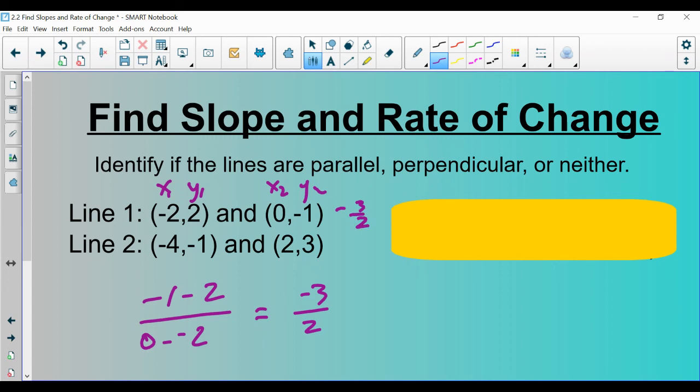And then I'm going to do the same thing with line 2. 3 minus -1 over 2 minus -4. That is 4 over 6. They might not look the same right now, but keep in mind you have to reduce your fractions. That would be 2/3. So -3/2 and 2/3 would be the two slopes here. Those are one positive, one negative, and reciprocal, so these are perpendicular.